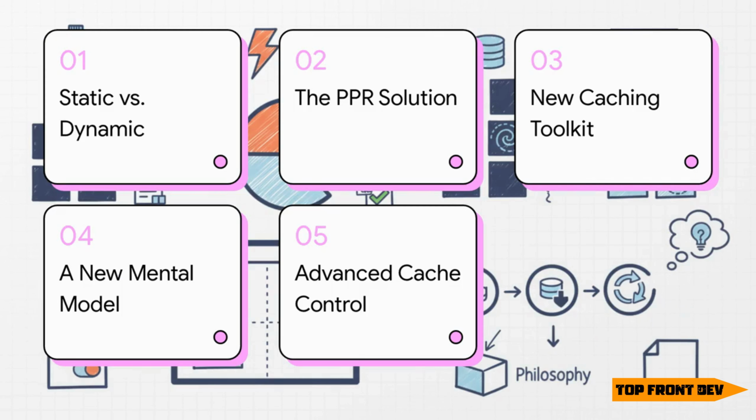Okay, so here's our game plan. First, we're going to really nail down that core static versus dynamic problem. Then, we'll dive into the really elegant solution, partial pre-rendering. After that, we'll get our hands dirty with the new toolkit, completely rewire our mental model for caching, and finally, we'll master the advanced controls you'll actually need for your production apps.